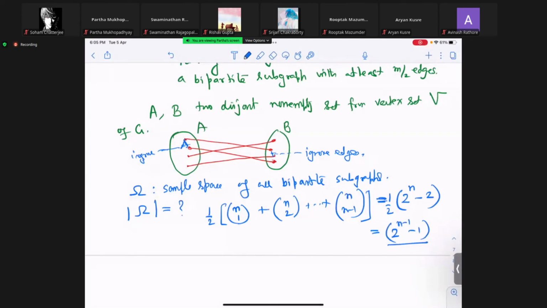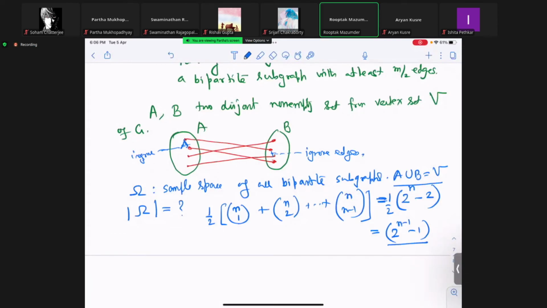Let's just split the vertices and construct this sample space. Is it clear how I calculated the sample space size? Sir, I have a doubt. If we have a subset of A and a subset of B, then that will also be a bipartite subgraph. Yes. So you are saying that there is no need to split the entire vertex set, right? That's the thing you are trying to say.